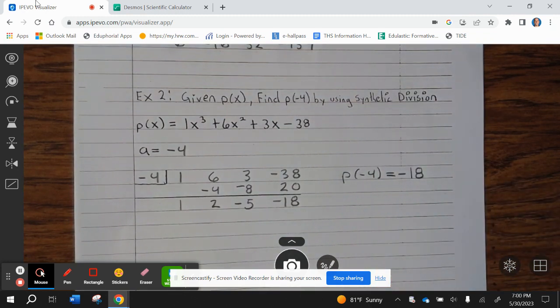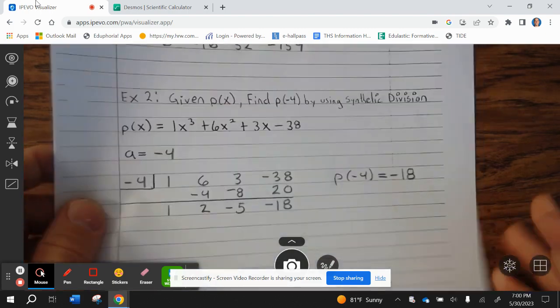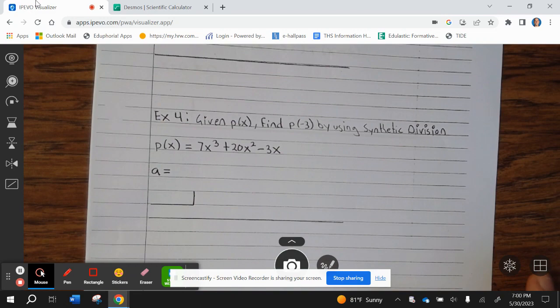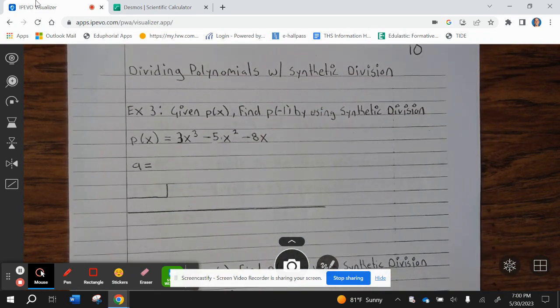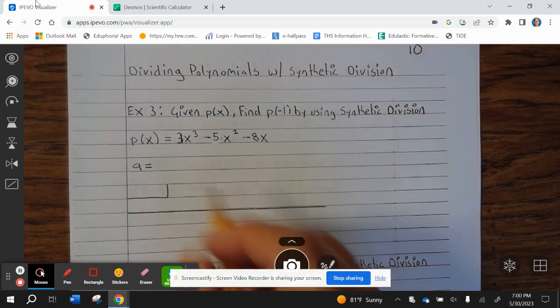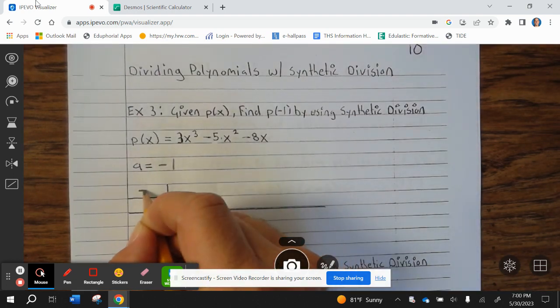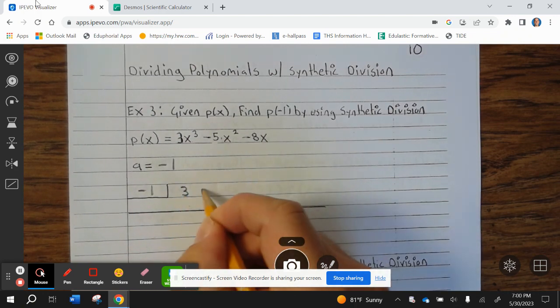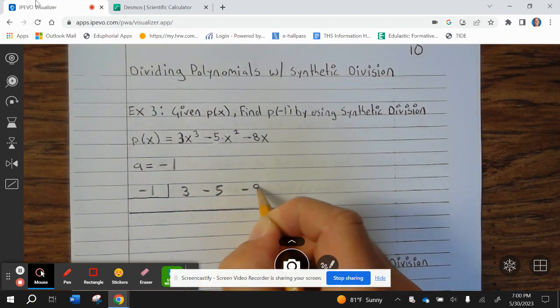All right, go ahead and finish up example 2. Let's take a look at example 3. Given p of x, find p of negative 1 by using synthetic division. So again, the a value is negative 1. Now, we have cubed, squared, x, so we're good. So we bring down the 3, negative 5, negative 8.